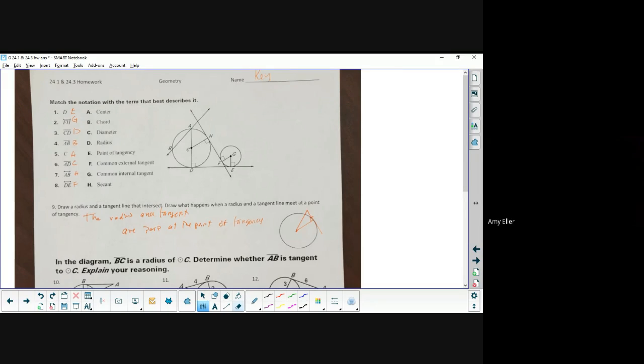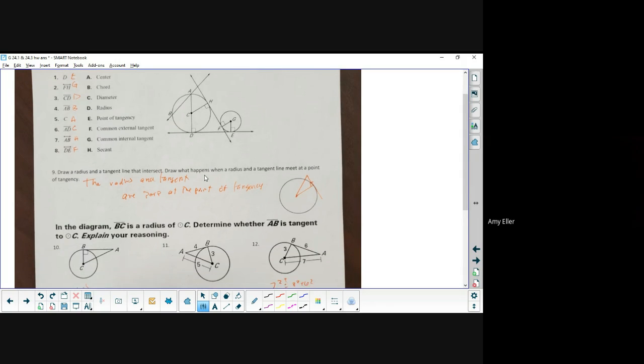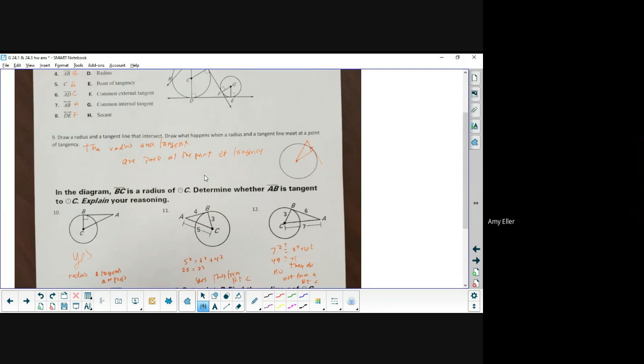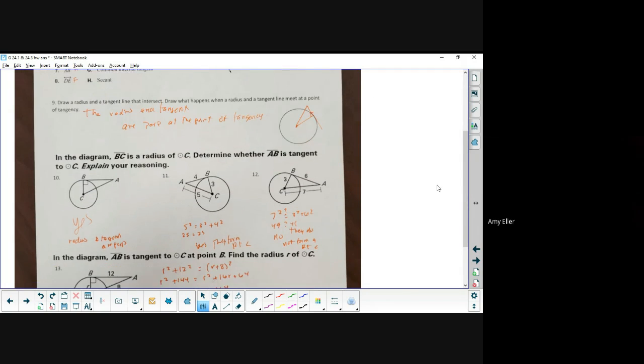All right, so besides this vocabulary, every question from here on out goes with a theorem. Especially 9. Let's take a look. Number 9, draw a radius and a tangent that intersect. Draw what happens when a radius and a tangent line meet at the point of tangency. That's that first theorem we just went over. You write it and you draw that they are perpendicular.